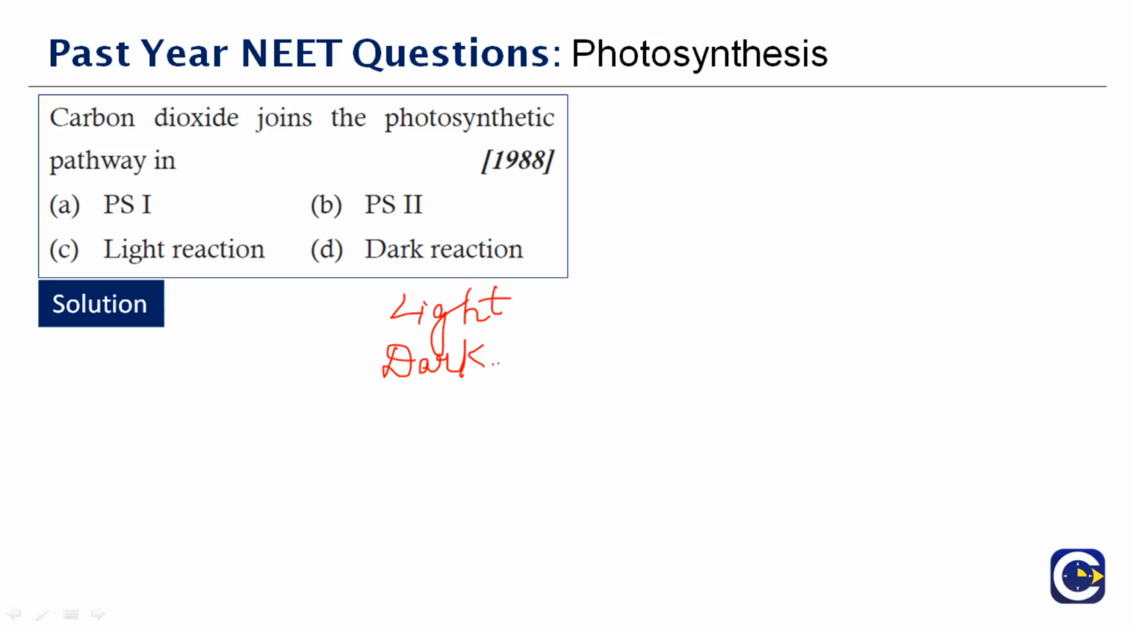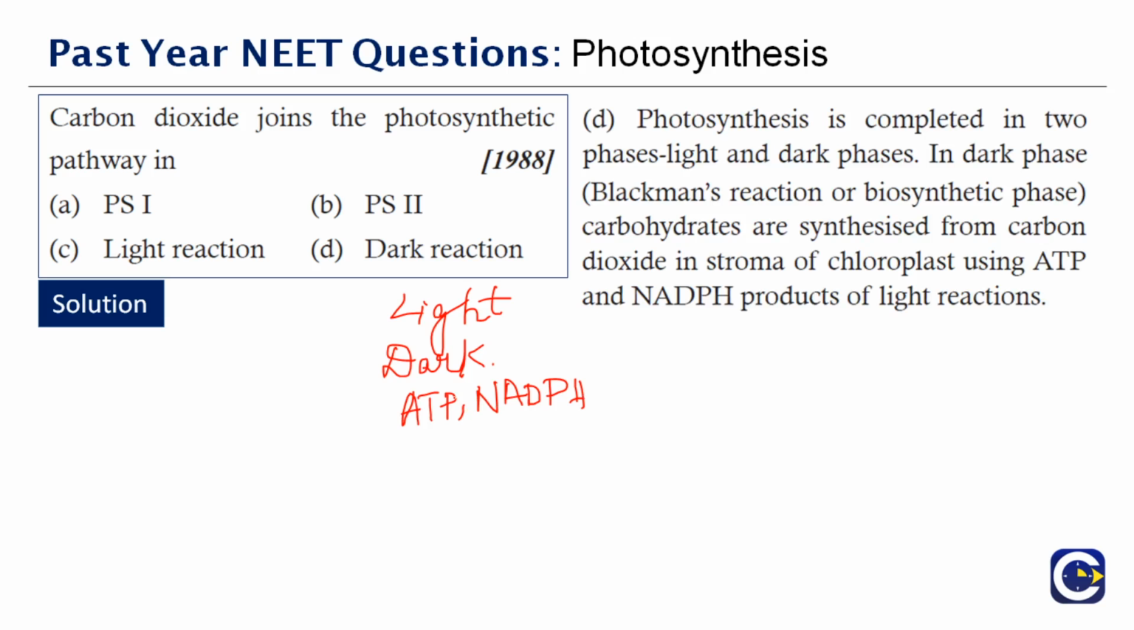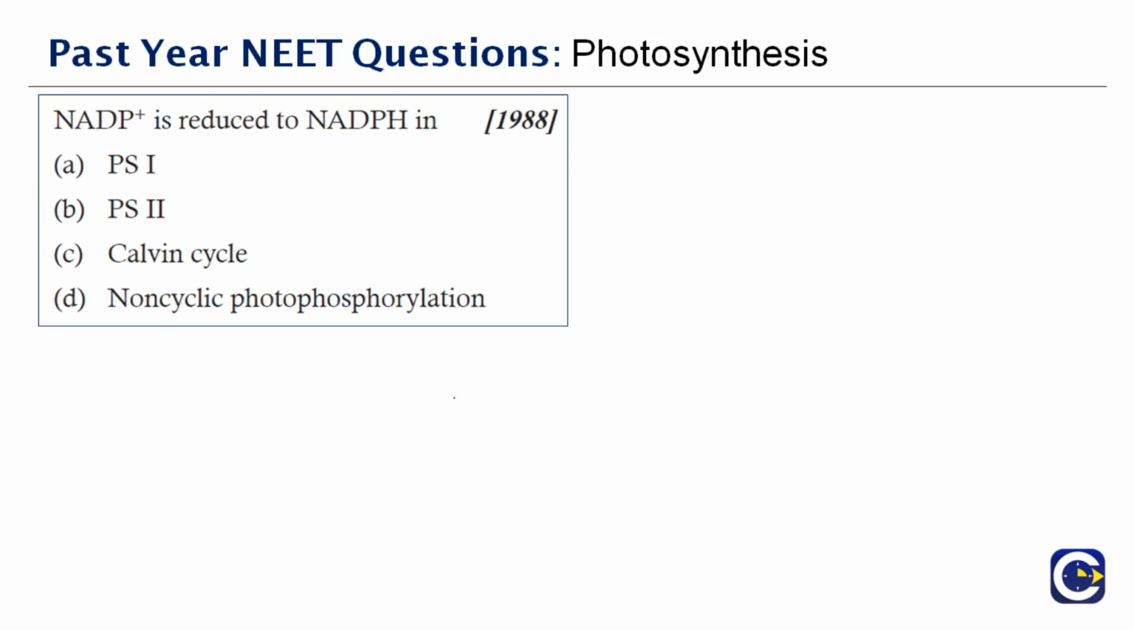In the dark phase, which you also call the Blackman phase, carbohydrates are synthesized from carbon dioxide in the stroma of the chloroplast. What will they use? I already explained this. Though they happen in the dark reaction, you will not have any external source to come as energy. So ATP and NADPH will serve as the energy source for this conversion. What do you get from the dark reaction? Carbon dioxide and organic compounds. Therefore, carbon dioxide joins the photosynthetic pathway in the dark reaction. Okay, easy question. Next question here.